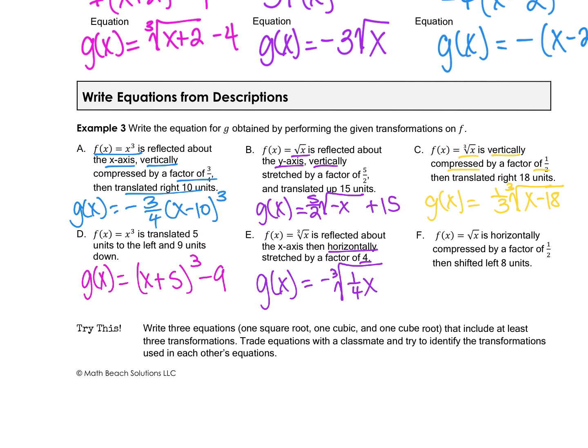And then F, you should have got square root of 2, because it's horizontally compressed by 1/2, it's the opposite. And then left 8, make sure you put this in parentheses, so x plus 8. All right, if you have any questions on composite transformations, please let me know.